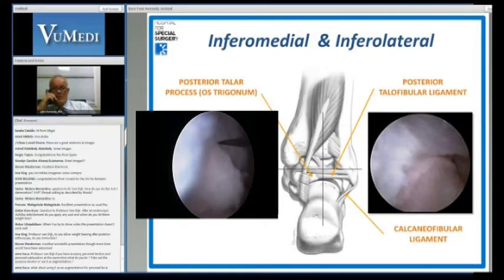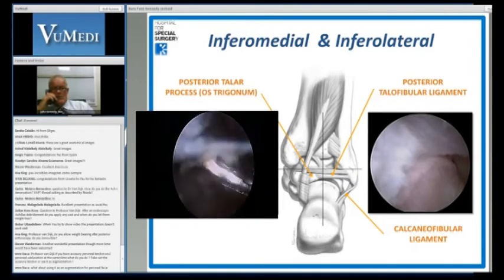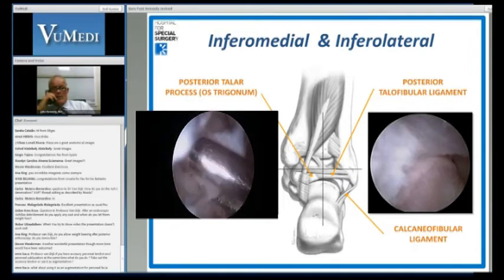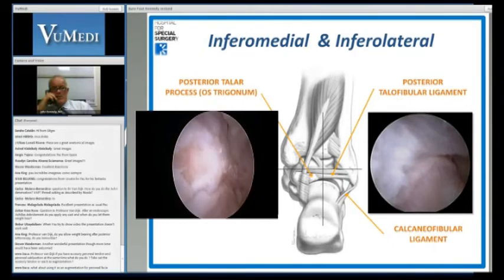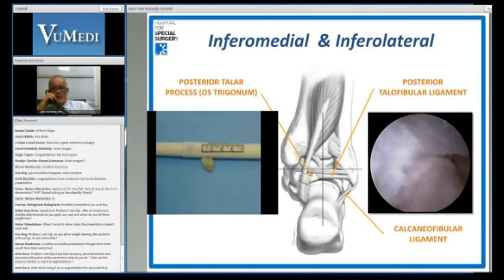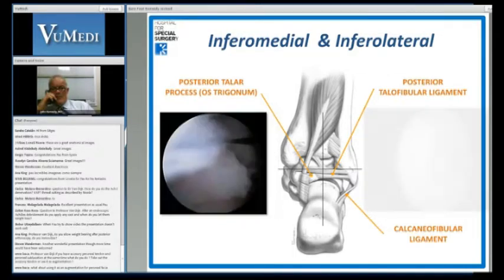We now go to the inframedial quadrant, where we can see the os here has been removed. I use a small osteotome to do that, and then just finish it off with a rongeur. At all times, of course, being careful that just medial to this is tiger country, which we want to keep well away from.